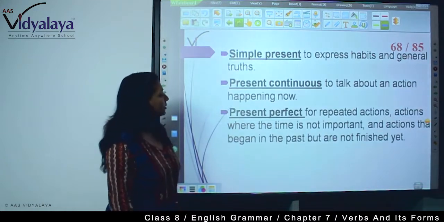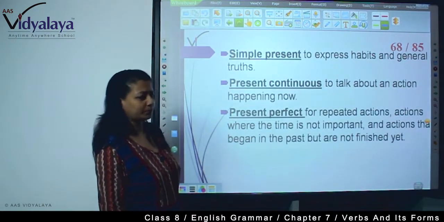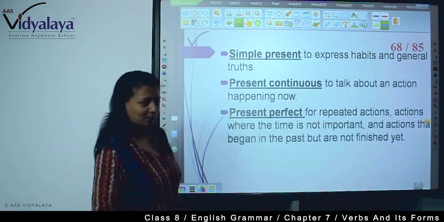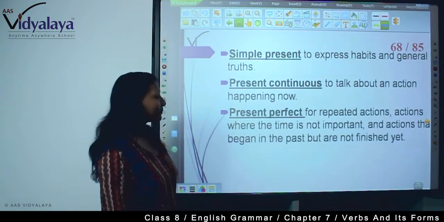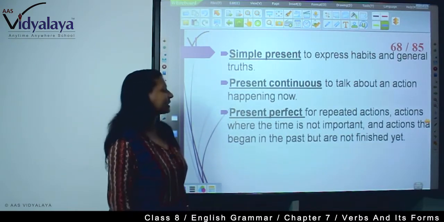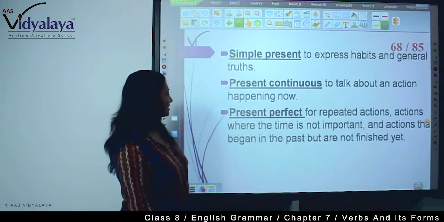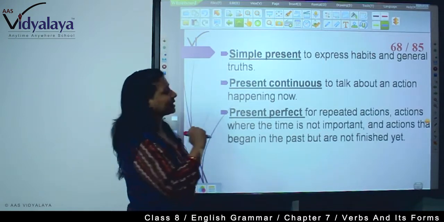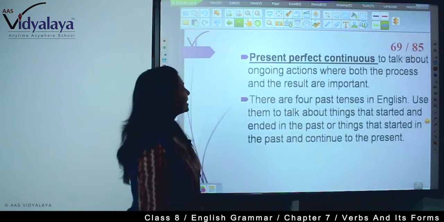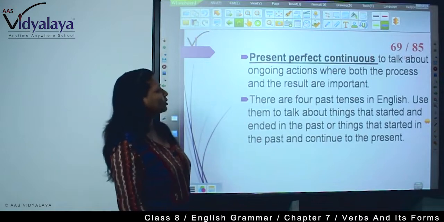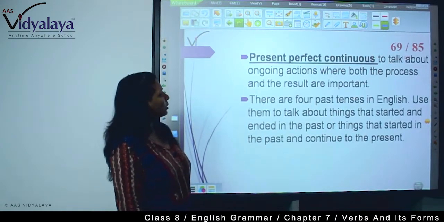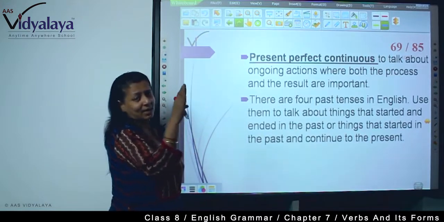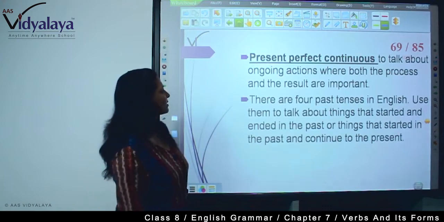Present continuous to talk about an action happening now. I am teaching, you are learning. These are happening now. Present perfect for repeated actions where the time is not important and actions that begin in the past but are not finished yet. So we use present perfect. Now, present perfect continuous to talk about ongoing actions where both the process and the result are important. Ongoing, it started earlier and now it is still going on.